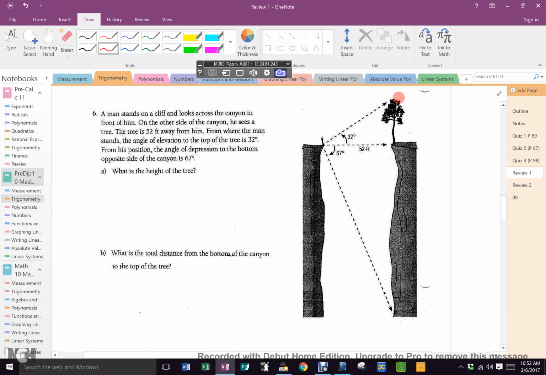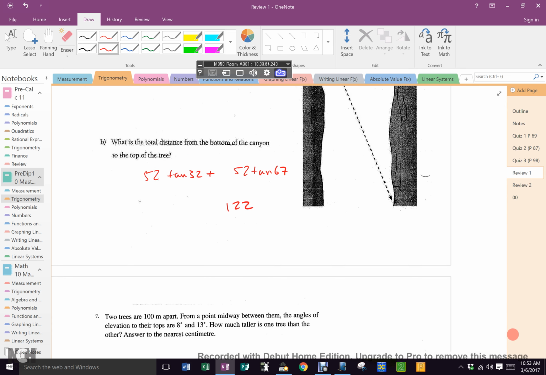Man looks at the cliff. Height of the tree, right there, is 52 tan 32. That's what you had to do to get that height. The total distance is 52 tan 32 plus 52 tan 67. I think it's 122. Yeah? Okay. Please notice this is the important stuff, yes?